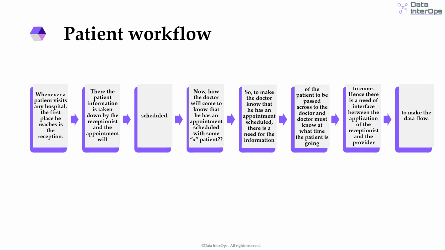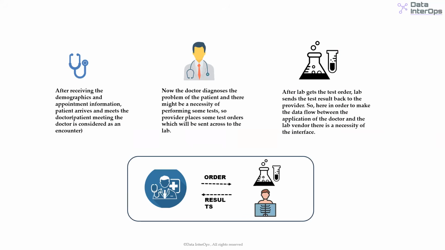So once the appointment is scheduled, in the PM system you have captured the demographic information, which is nothing but the patient's personal information. And in the PM system, the receptionist has scheduled the appointment. Now, once these two are done, this information is sent across to the EHR system. As soon as the patient gets registered, this data will be carried over to the EHR.